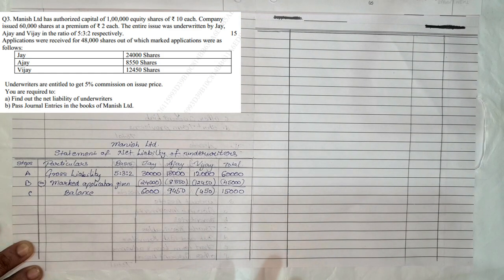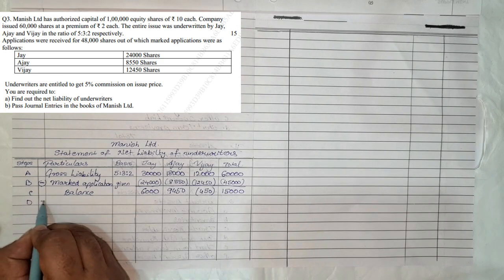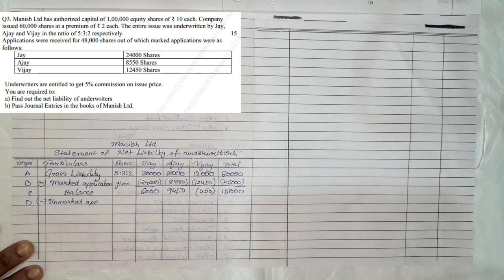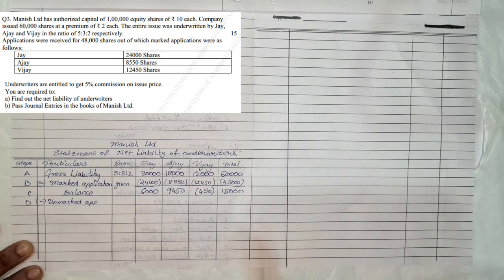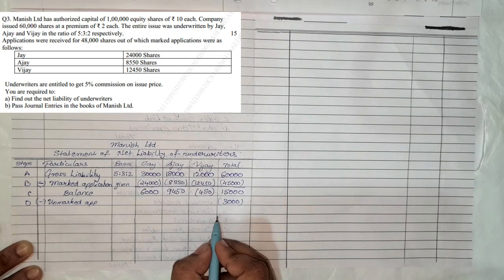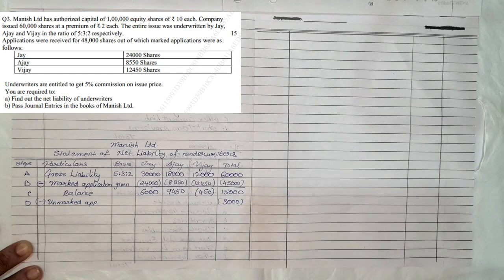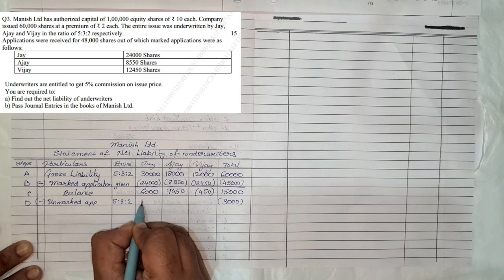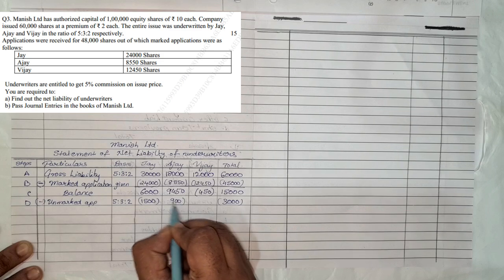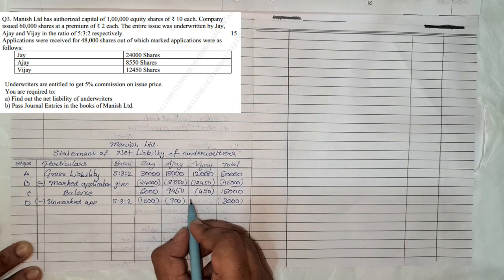Once we have subtracted the marked applications, now we'll have to subtract the unmarked applications. Now, how to calculate unmarked applications? In the question they have given that the company will receive applications for 48,000 shares. From 48,000, 45,000 is marked, so unmarked will become the remaining 3,000. Again, this 3,000 has to be divided in the ratio 5:3:2. So on the calculator, 3,000 into 5 divided by 10 comes to 1,500. 3,000 into 3 divided by 10 is 900. 3,000 into 2 divided by 10 is 600.